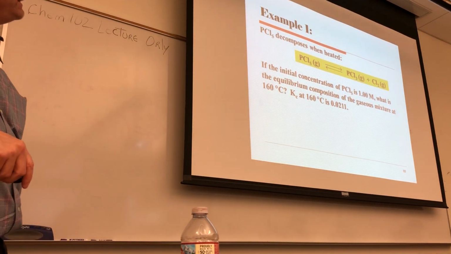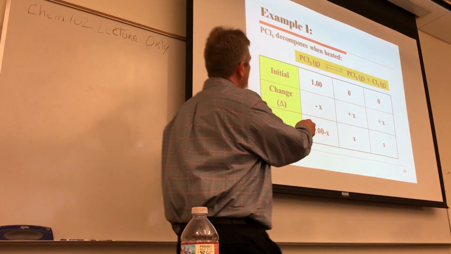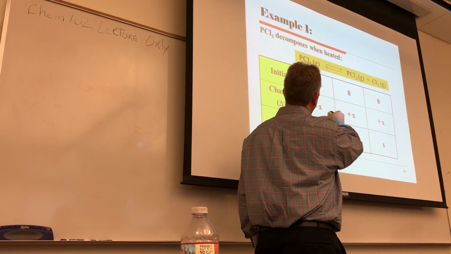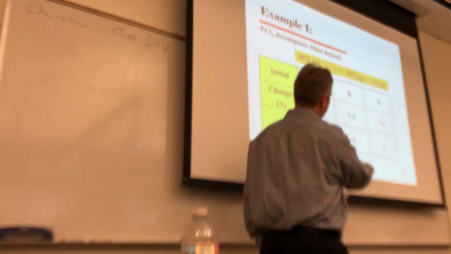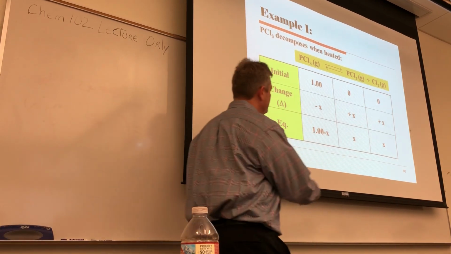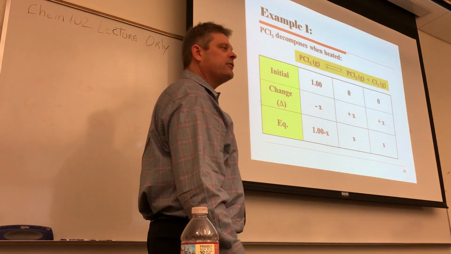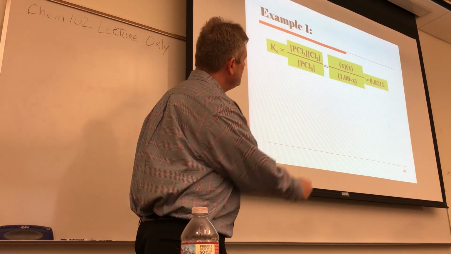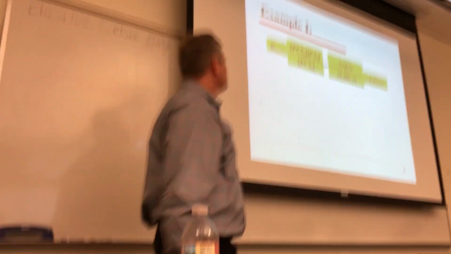ICE, right? This time I'm going to need ICE, so I have 1, 0, 0, minus x, plus x, plus x because of the 1 for 1 for 1 ratio. This becomes 1 minus x, this becomes x and x. I put that into the equation, I get x times x over 1 minus x, or x squared over 1 minus x, equals whatever the Kc was given. Up to this point, we're okay? Okay, nothing special here.